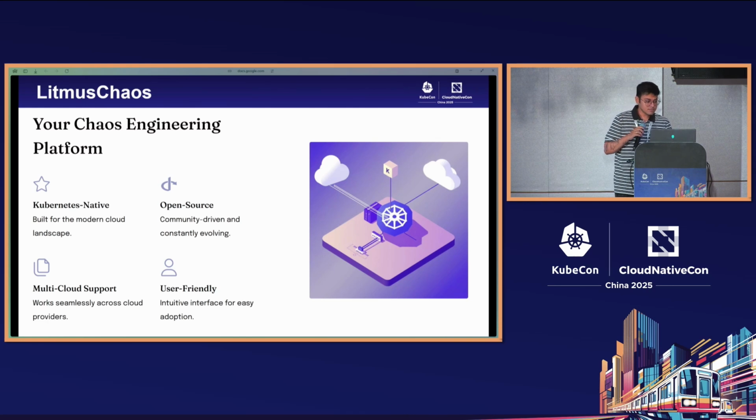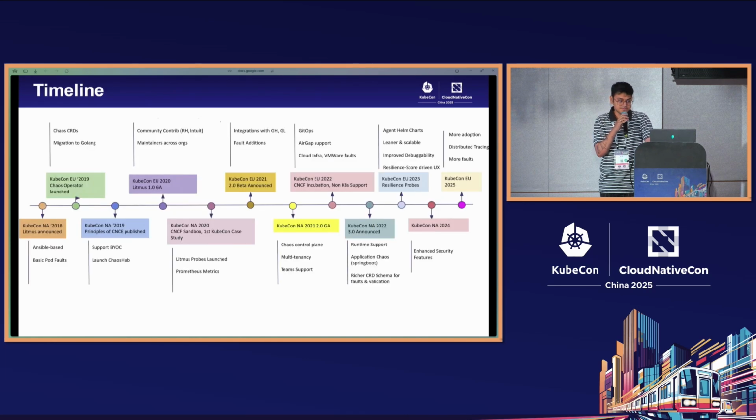So with Litmus, you do get to inject chaos in multiple other Kubernetes services because it is by the community, for the community, and it has support for multiple clouds as well. Once you deploy it in a Kubernetes host, you can also target multiple vendors, AWS, Azure, and so on.